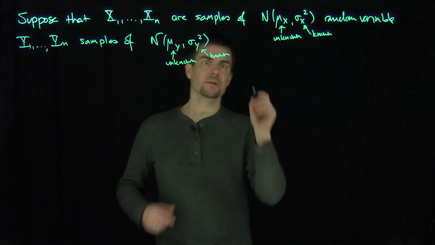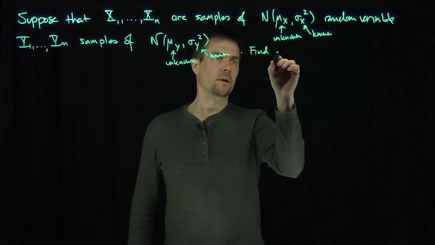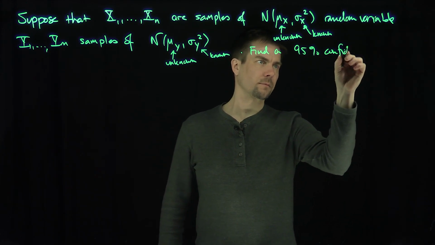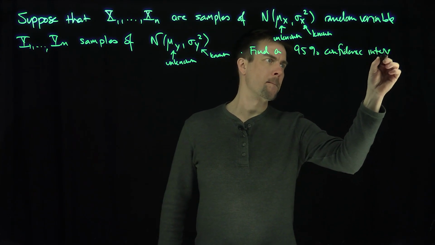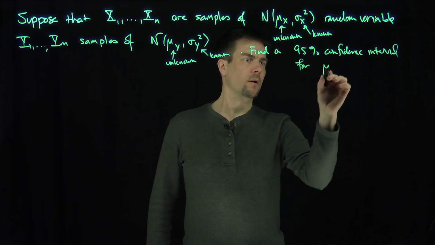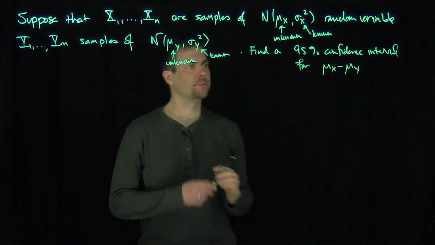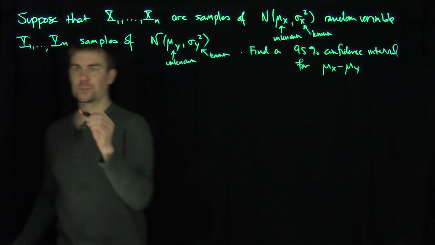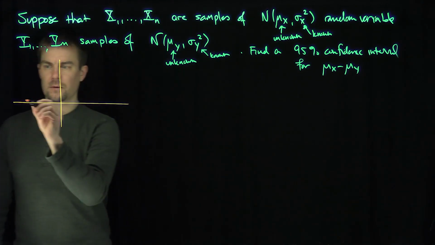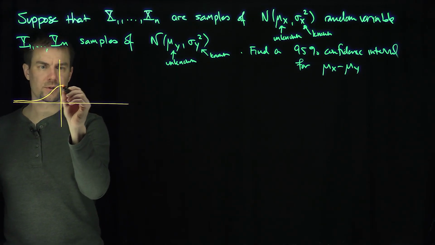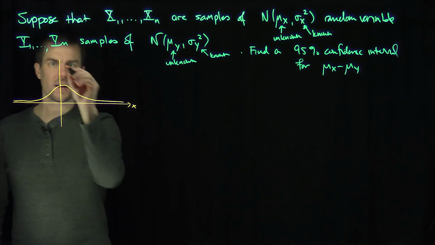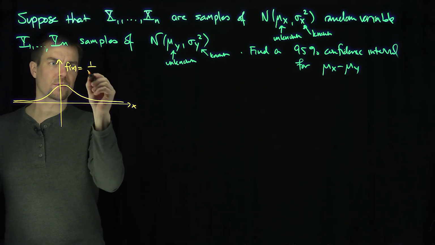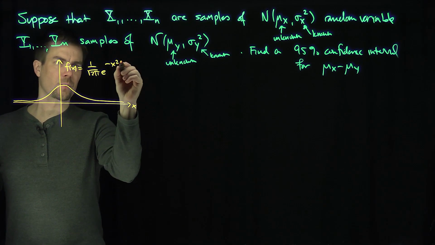Then I'd like to find a confidence interval. Let's find a 95% confidence interval, for standardization, for mu x minus mu y. The idea is we're going to use the normal distribution. Our normal distribution looks like this, a standard normal distribution. There's x, and then the f of x axis, and this is 1 over the square root of 2 pi e to the negative x squared over 2.